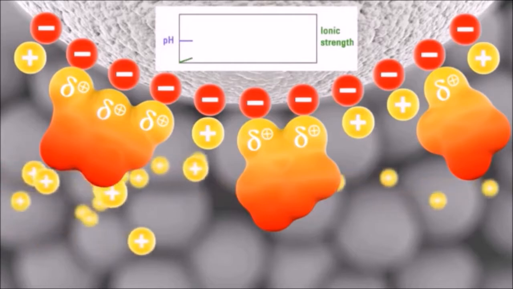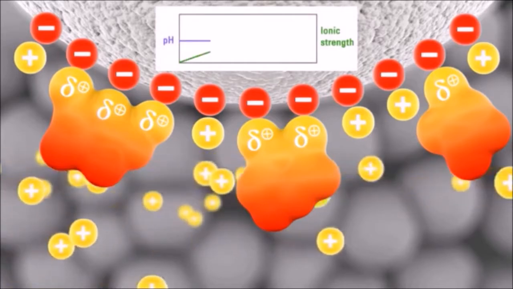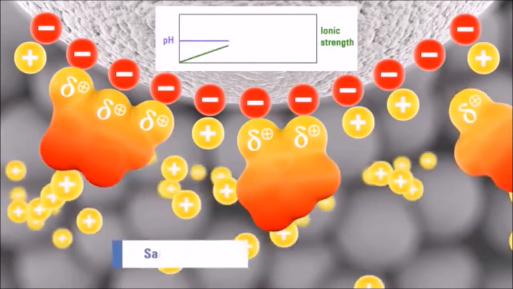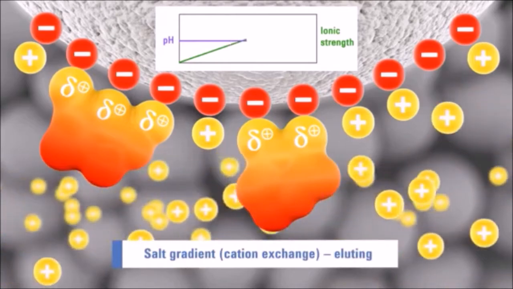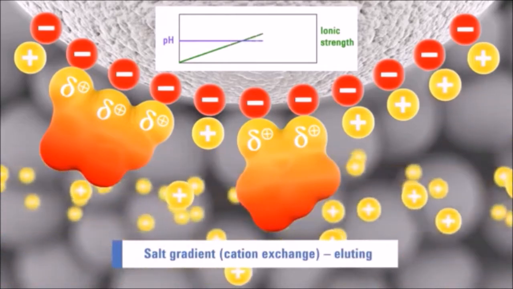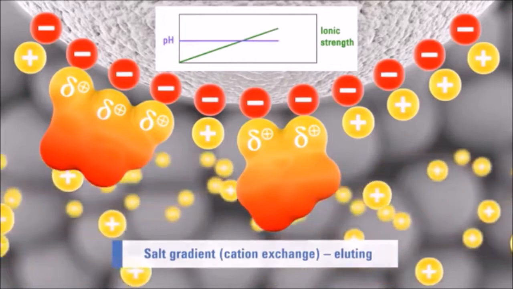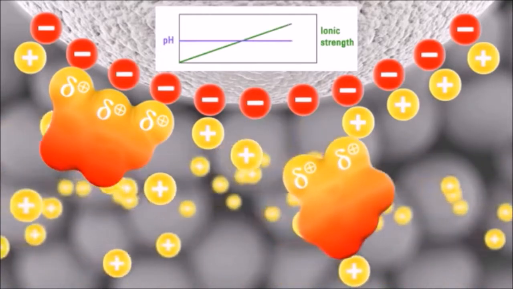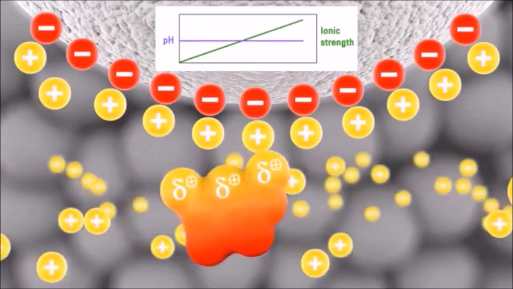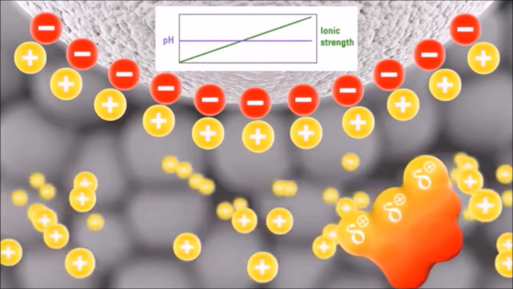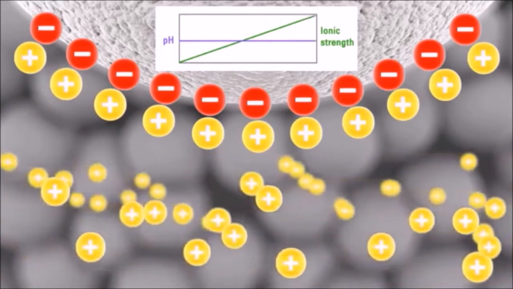By increasing the salt concentration or ionic strength of the mobile phase, the less strongly bound proteins are desorbed by the positively charged sodium ions and elute first from the column. As the ionic strength increases, the more strongly bound proteins are desorbed and eluted.